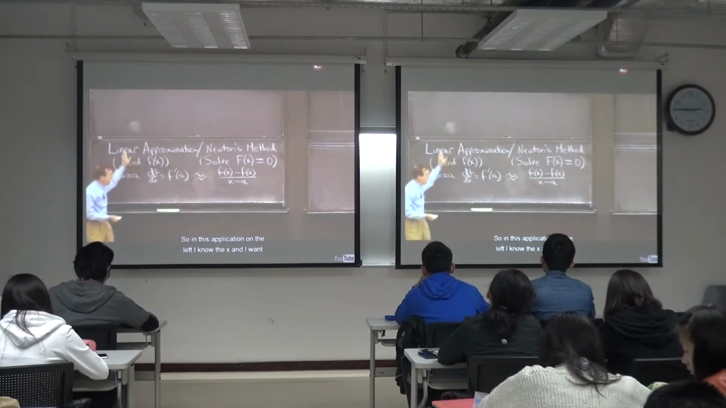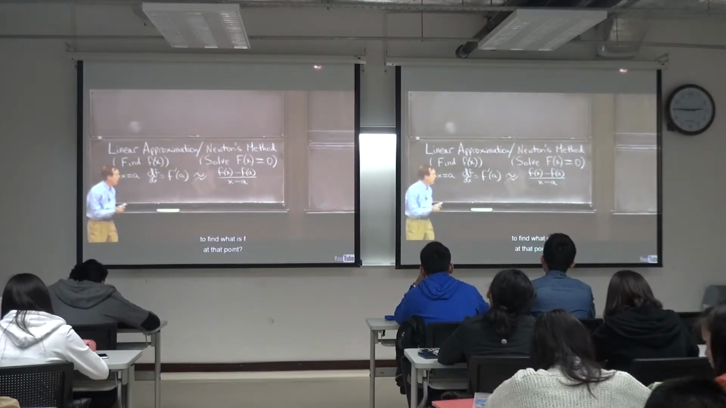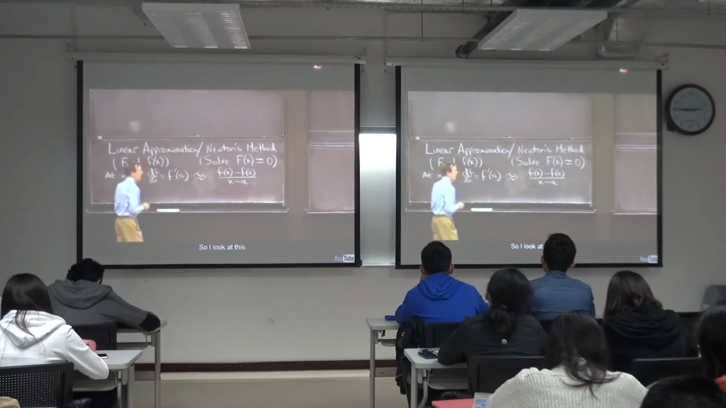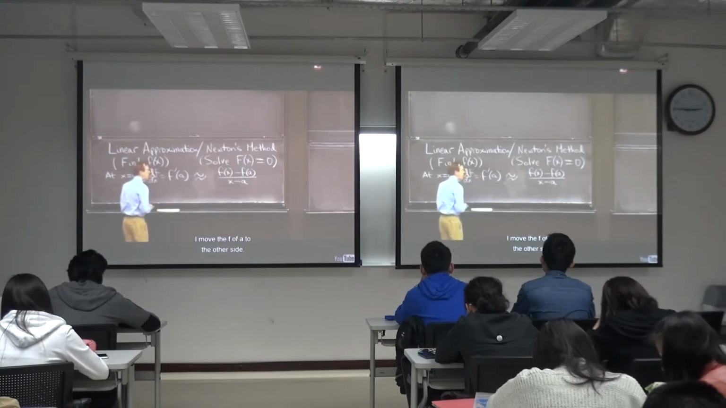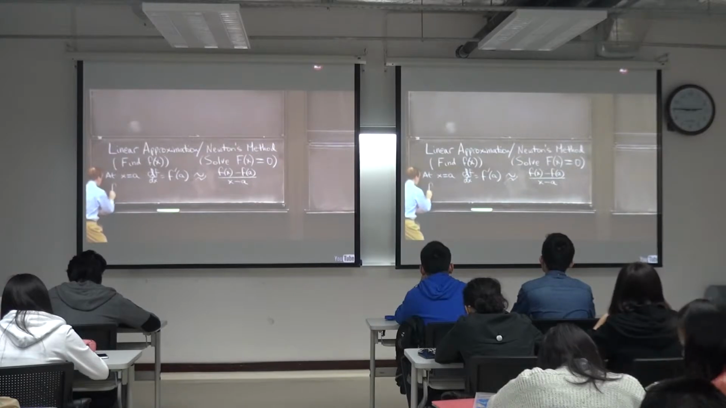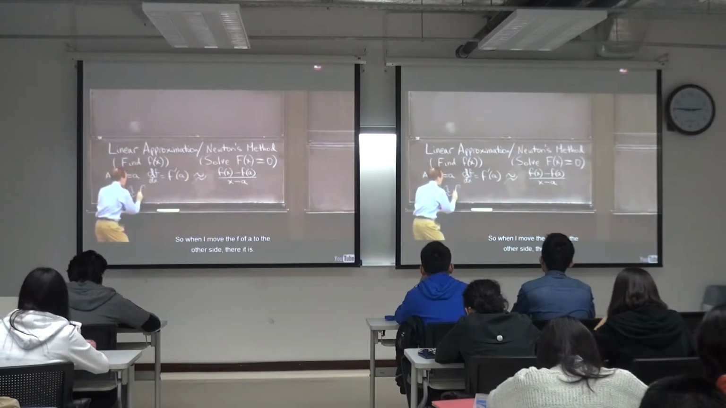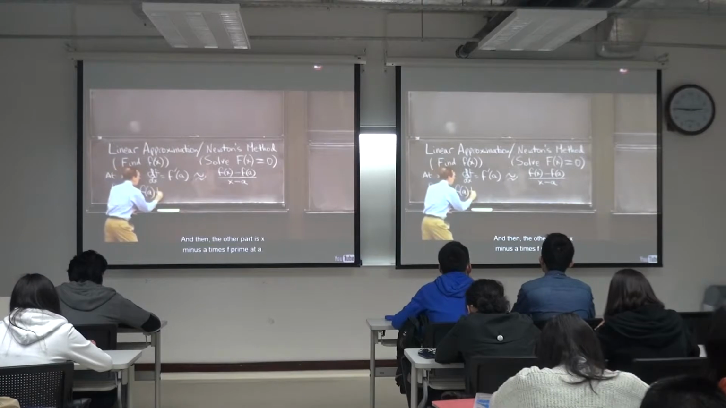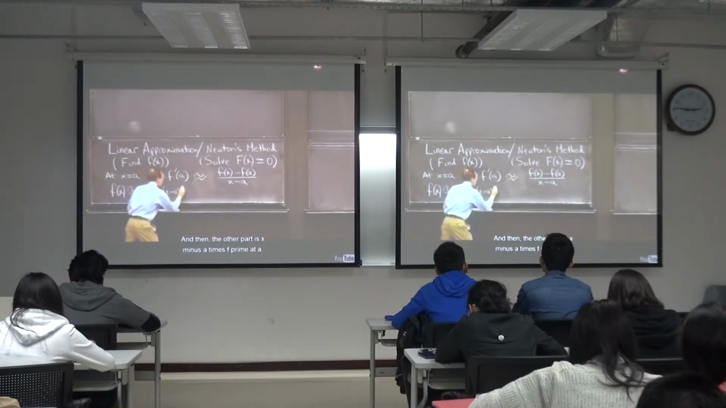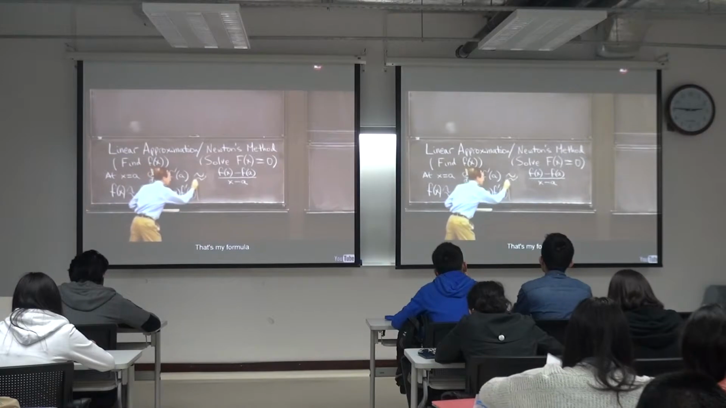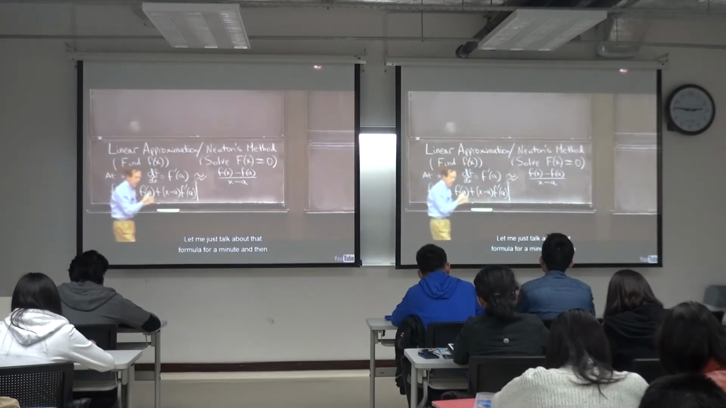So in this application on the left, I know the x, and I want to find what f is at that point. So I look at this, I multiply up by x minus a, I move the f of a to the other side, and what do I have? I still have an approximation sign. So when I move the f of a to the other side, there it is. And then the other part is x minus a times f prime at a. That's my formula.